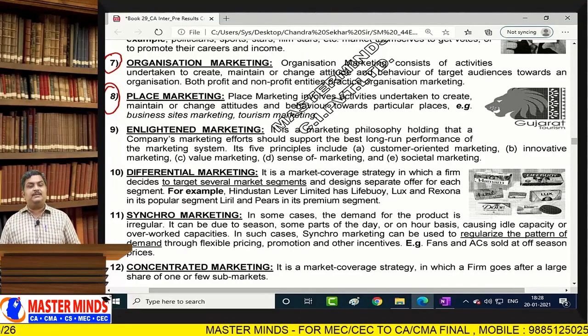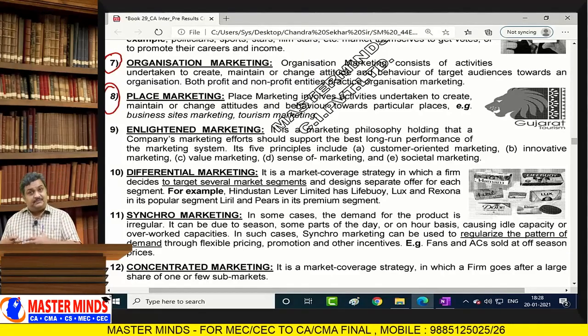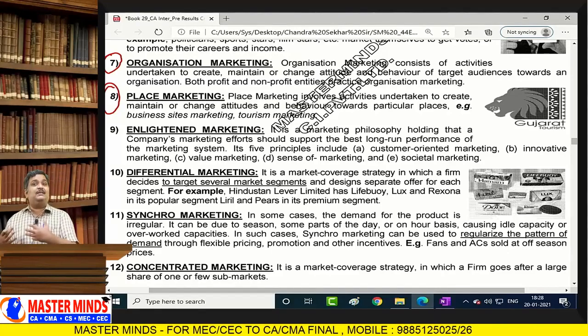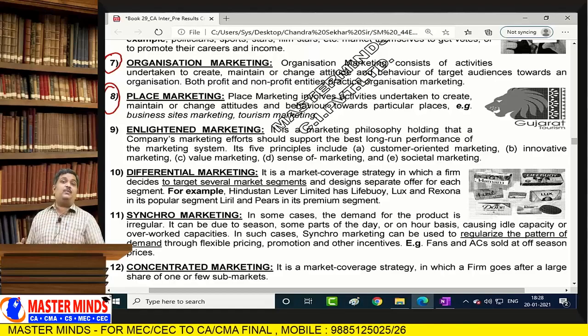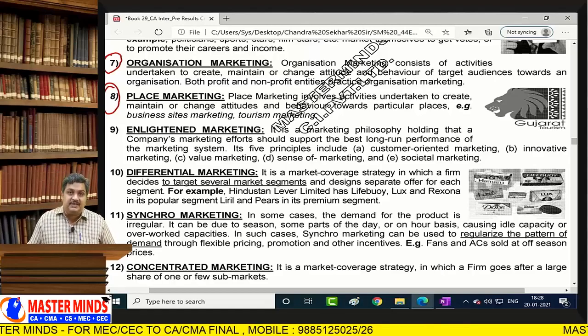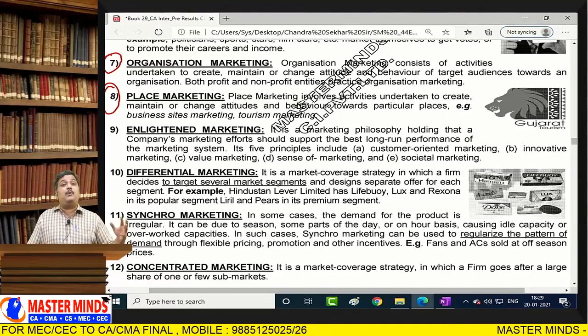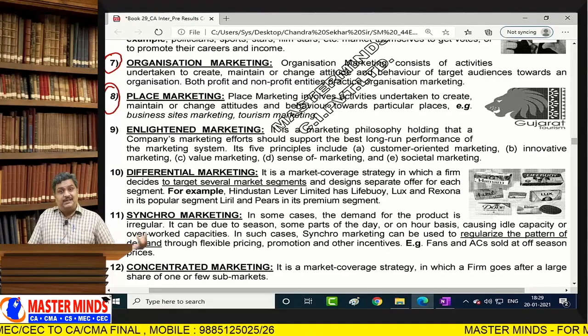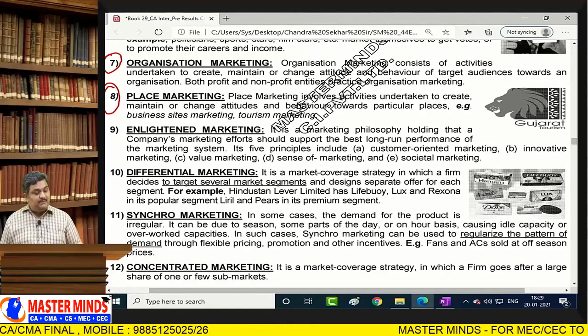Business sites marketing means if you observe in the newspapers, frequently various states will advertise, asking investors to come to their state because they have a lot of infrastructural facilities for the development of businesses. So they are promoting their state. State is a place, so they are promoting their place. So that comes under place marketing.